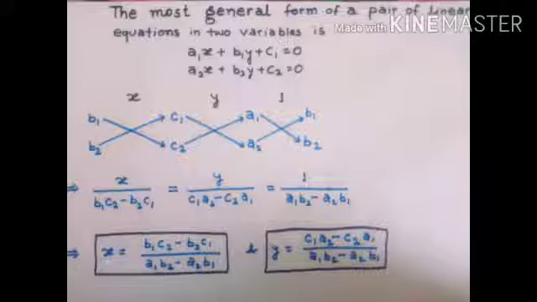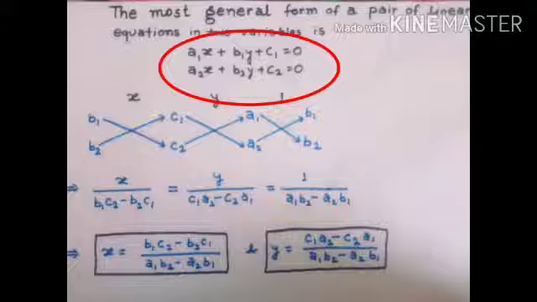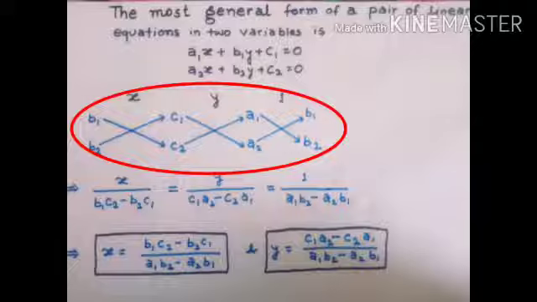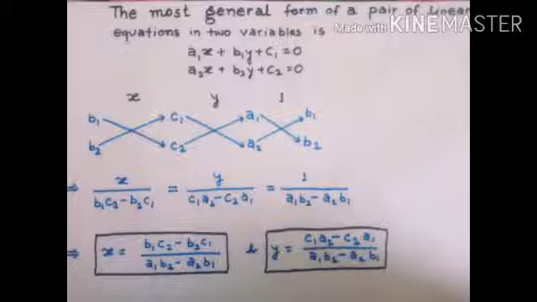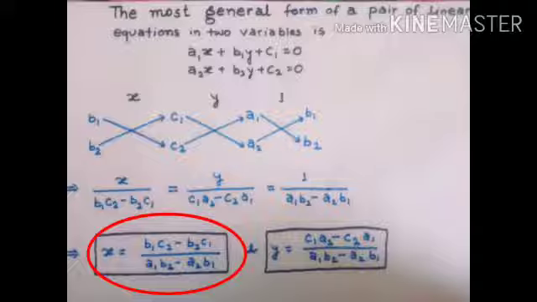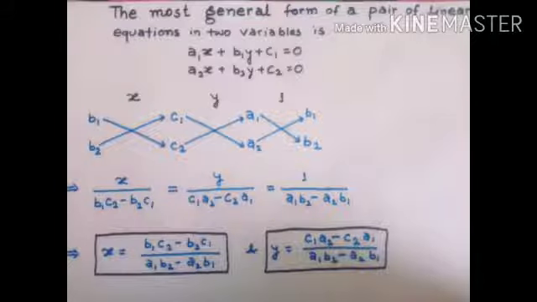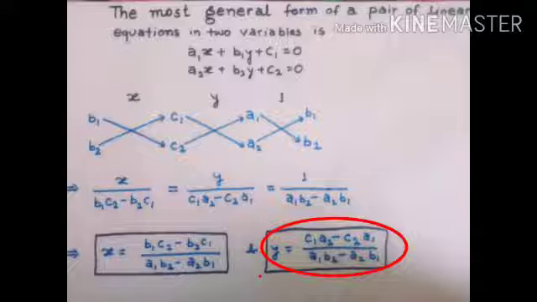As you can see on the screen, the most general form of a linear equation is a1x plus b1y plus c1 equal to 0 and a2x plus b2y plus c2 equal to 0. As we proceed, we get x by b1c2 minus b2c1 equal to y by c1a2 minus c2a1 equal to 1 by a1b2 minus a2b1. Finally, x will be equal to b1c2 minus b2c1 divided by a1b2 minus a2b1, and y can be calculated as c1a2 minus c2a1 divided by a1b2 minus a2b1.